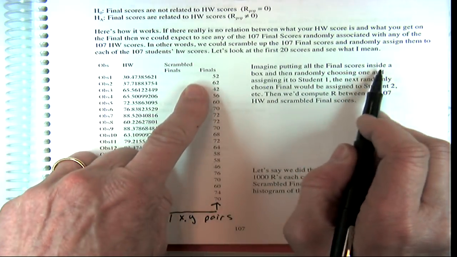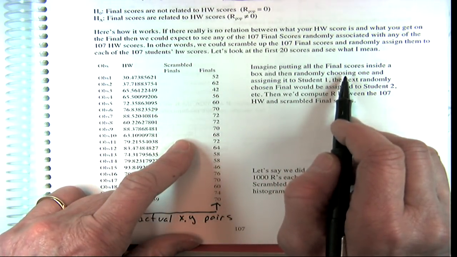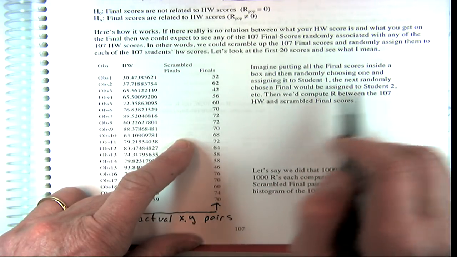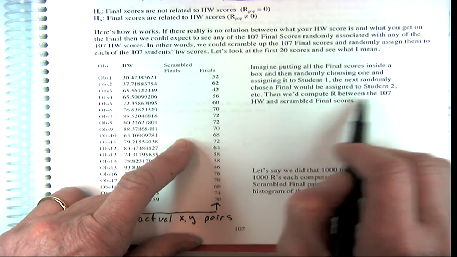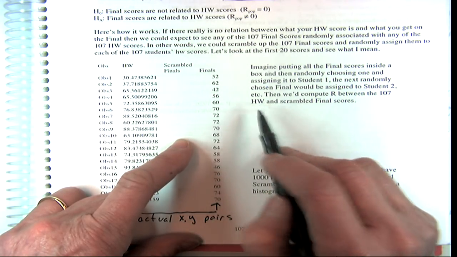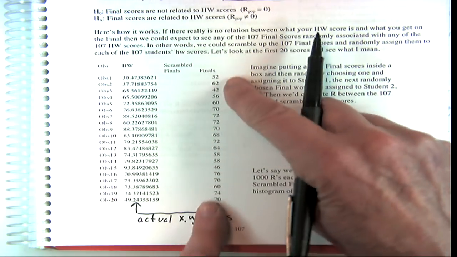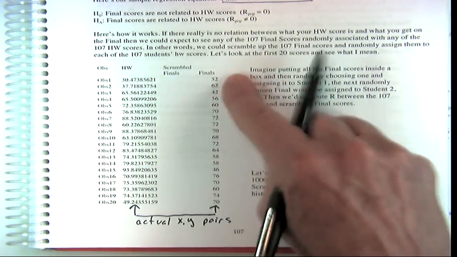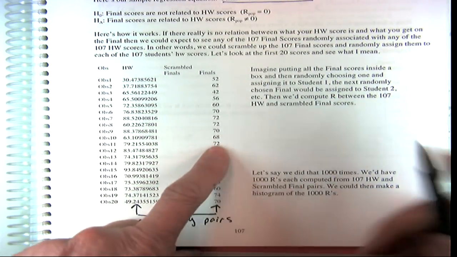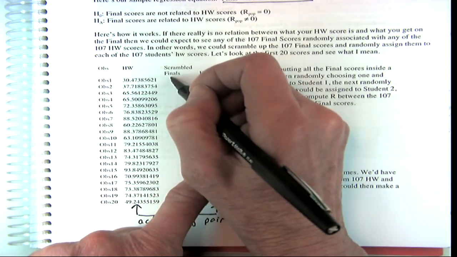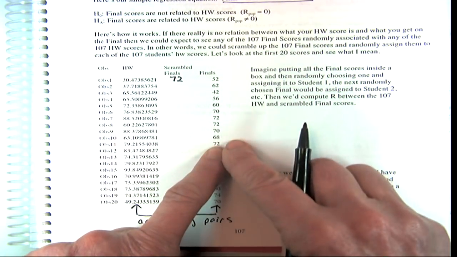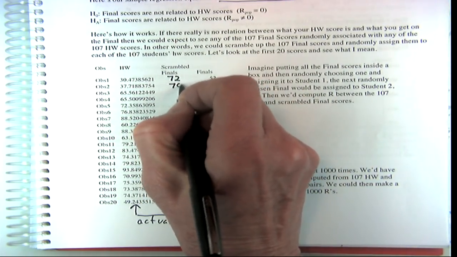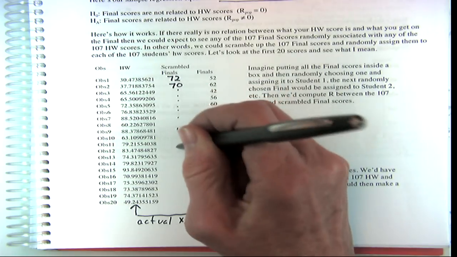Imagine putting all the final scores inside a box and then randomly choosing one and assigning it to student 1. The next randomly chosen final would be assigned to student 2. Then we'd compute a correlation between the 107 homeworks and scrambled final scores. So pretend they're all in a box, and I shake them up, close my eyes and go like this, whoop. Okay, 72 I got. So that's a random one, and I put it right up here for the first one. I wouldn't put 72 back. I'd do it again. What did I get? 70. That would be the next person's score, etc. And I'd go all the way down like that.